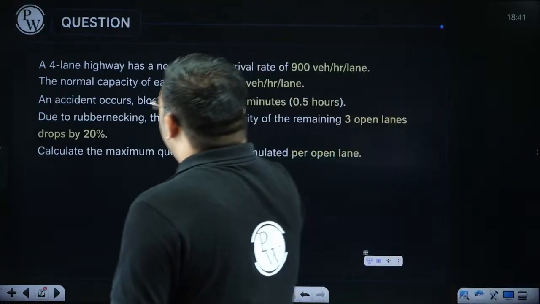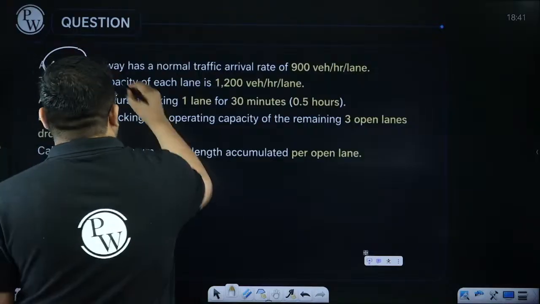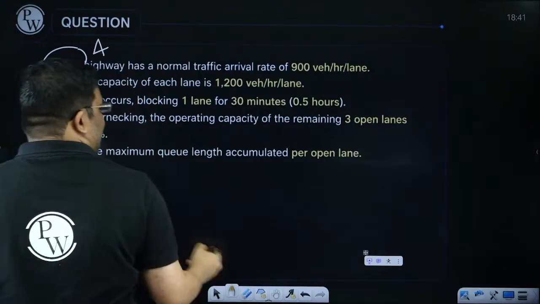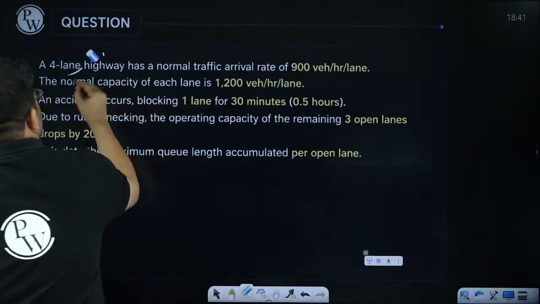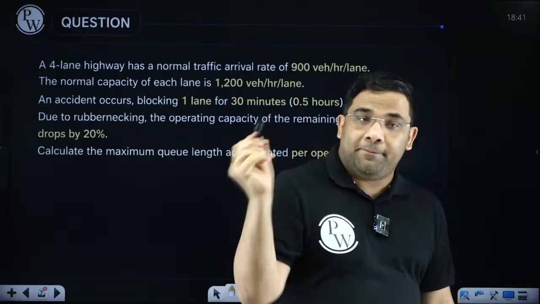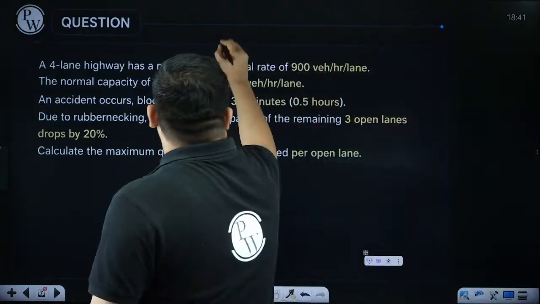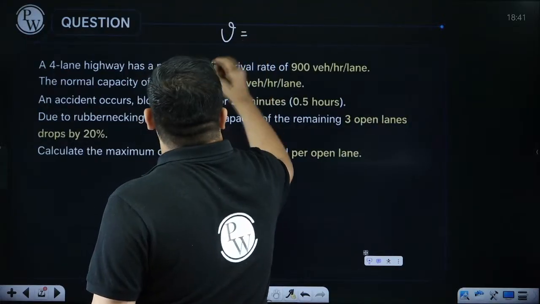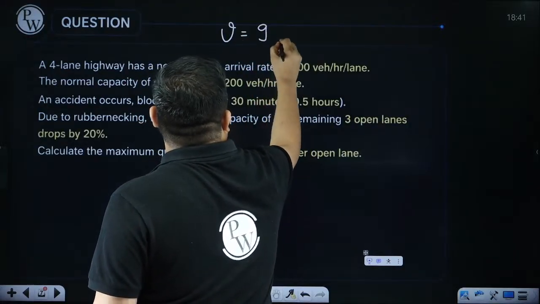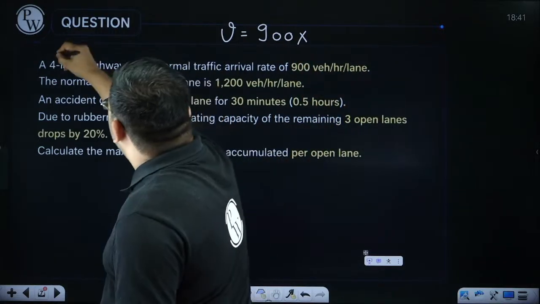So we have a 4-lane highway. The number of lanes is 4, and the arrival rate is given as 900 vehicles per hour per lane. It is per lane. If I want to find it for the whole highway, what will the arrival rate be? The arrival rate will be equal to 900 vehicles per hour per lane and the number of lanes is 4.